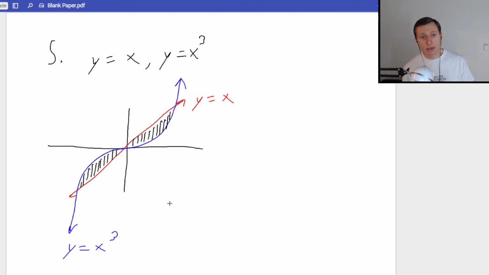Now, the one thing that's hard about this one in particular is we have 2 functions, right? We can look at this and we can say which function's on top, which one's on the bottom, but how do we find these intersection points? There's 3 intersection points in this example. Obviously, we're going to set the functions equal to each other, but again, this is not the easiest one in the world. You get x equals x cubed.